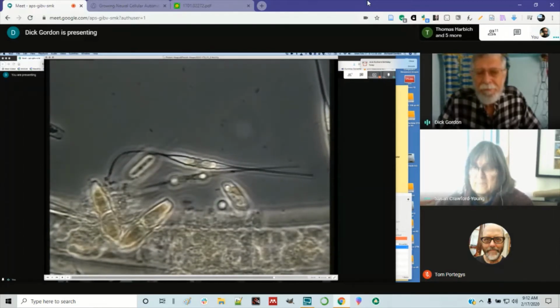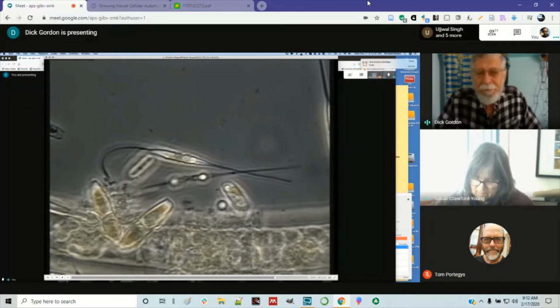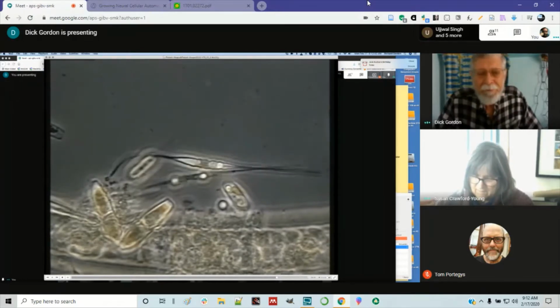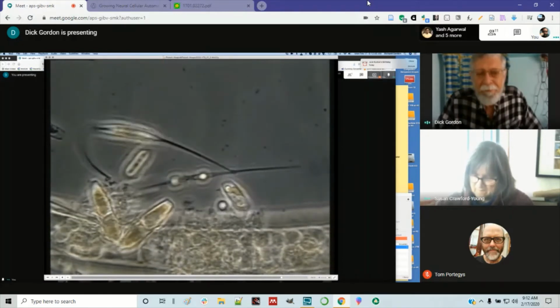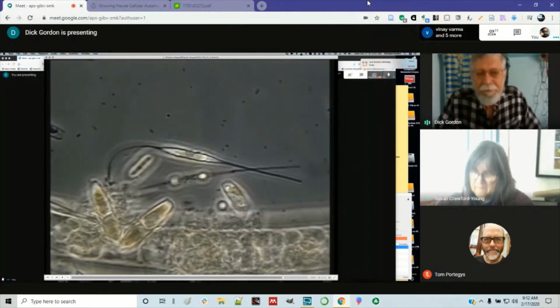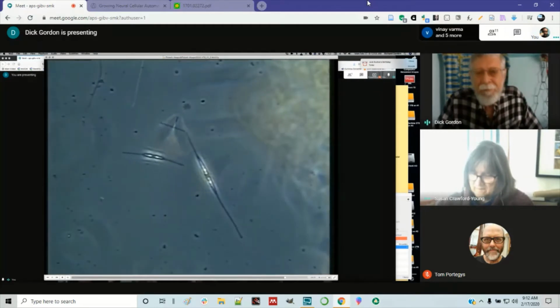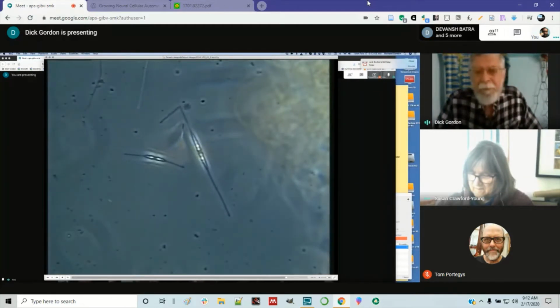The force it generates loads up water like a spring. This cell persisted in its behavior over 20 minutes. On some occasions, the force generated by the cell can permanently damage the wall.